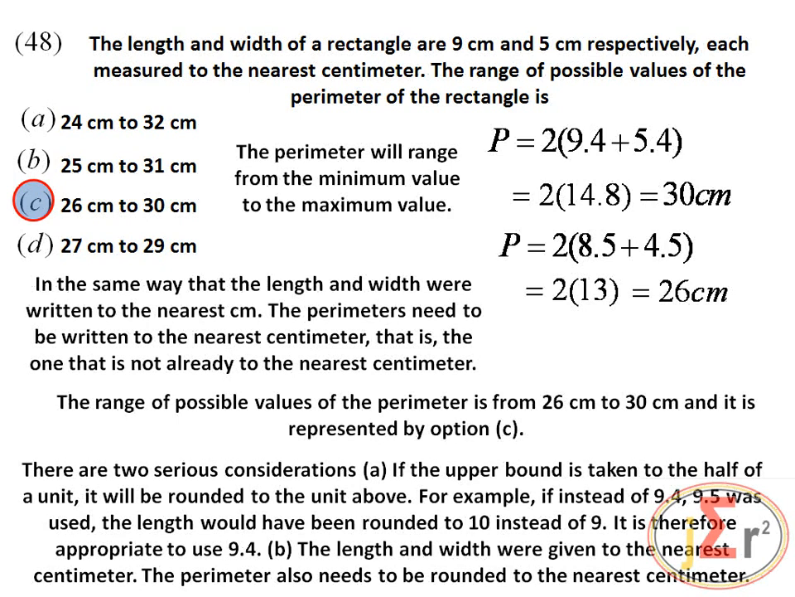And the second one is, the length and width were given to the nearest centimeter. The perimeter also needs to be rounded to the nearest centimeter.